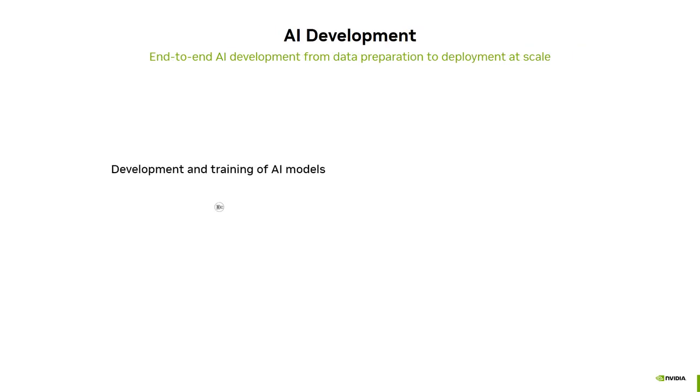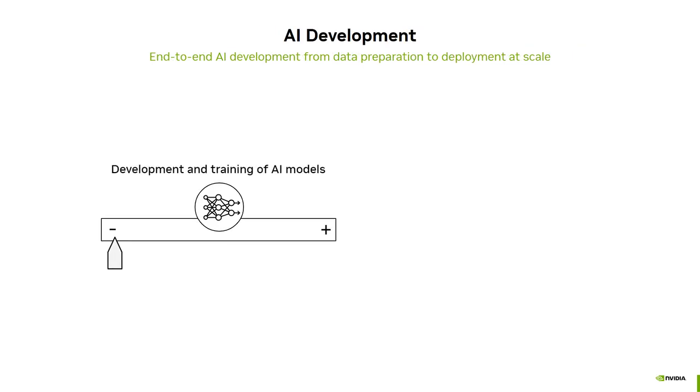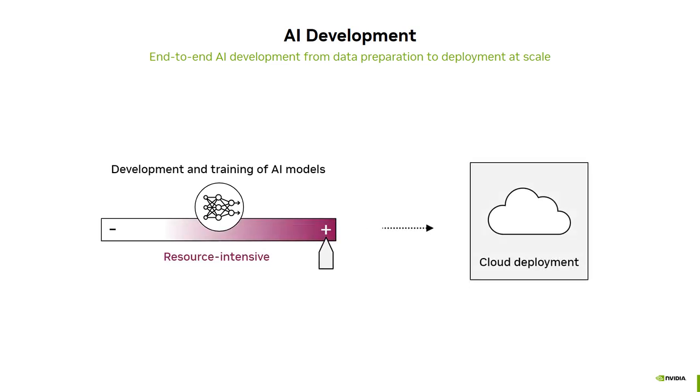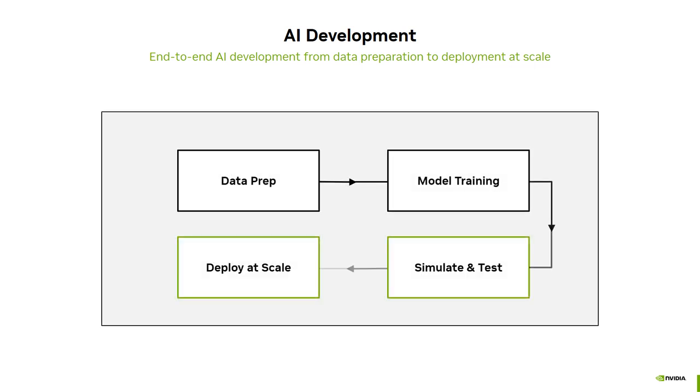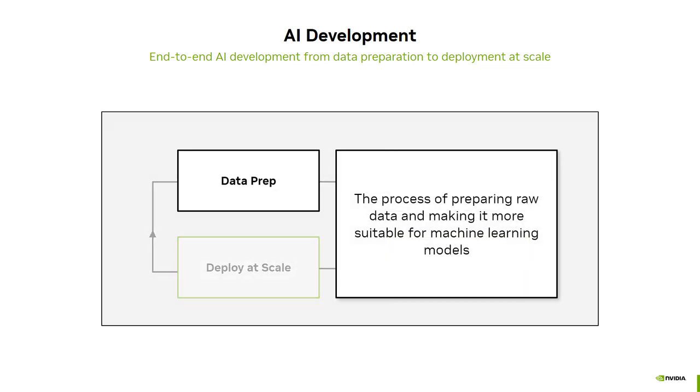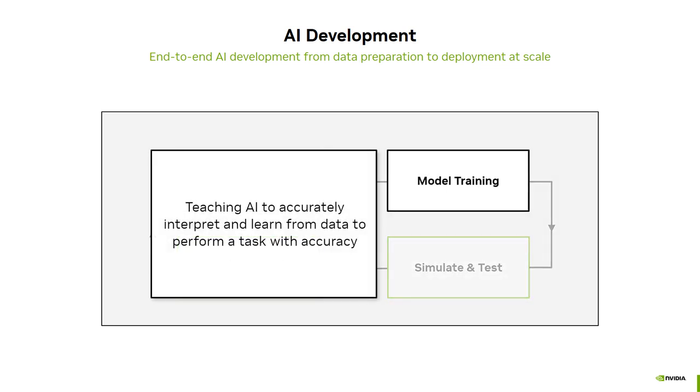The development and training of AI models are notoriously resource-intensive, making cloud deployment an ideal choice for AI development activities. By leveraging cloud resources, organizations can tap into the scalability and flexibility they need to train and deploy their AI models efficiently and effectively. Data preparation is the process of preparing raw data and making it more suitable for machine learning models. Model training is teaching AI to accurately interpret and learn from data to perform a task with accuracy.